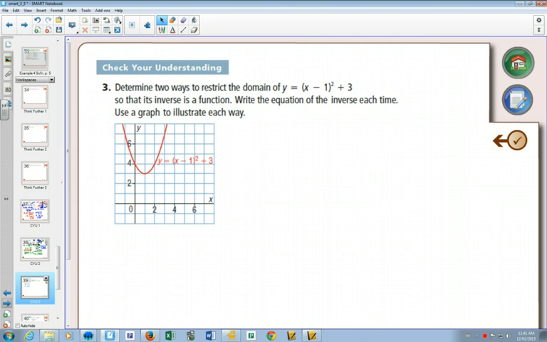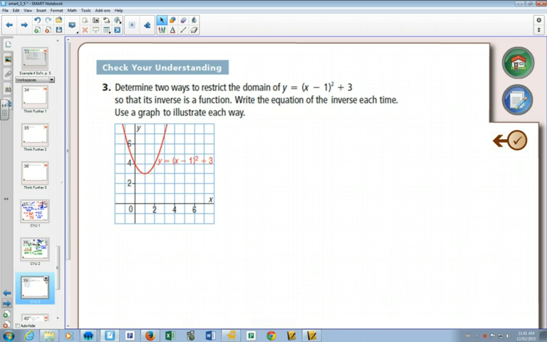So what we're going to do with this graph, and they've given us (x minus 1) squared plus 3, so that's a parabola, moved 1 to the right and then 3 up, and you can see the vertex is at (1, 3). It says, can you come up with 2 different ways to restrict the domain? In other words, we're going to only use part of the x values so that our original graph passes that horizontal line test.